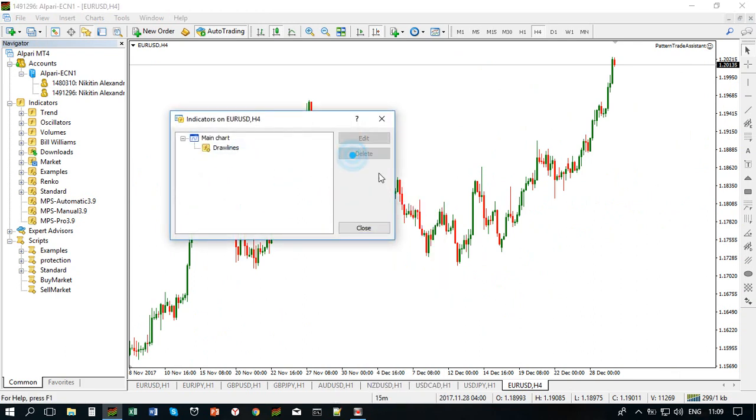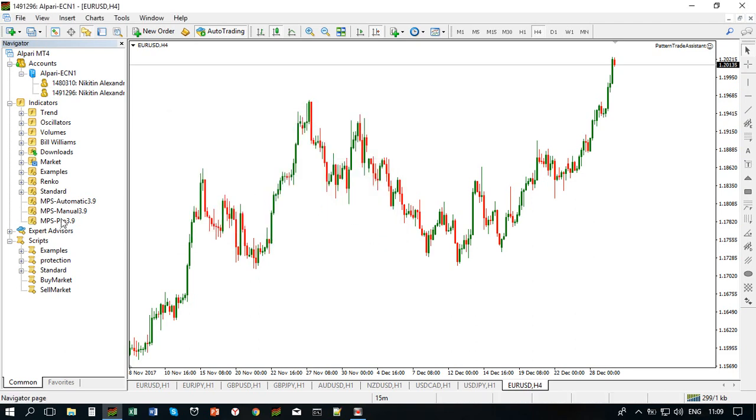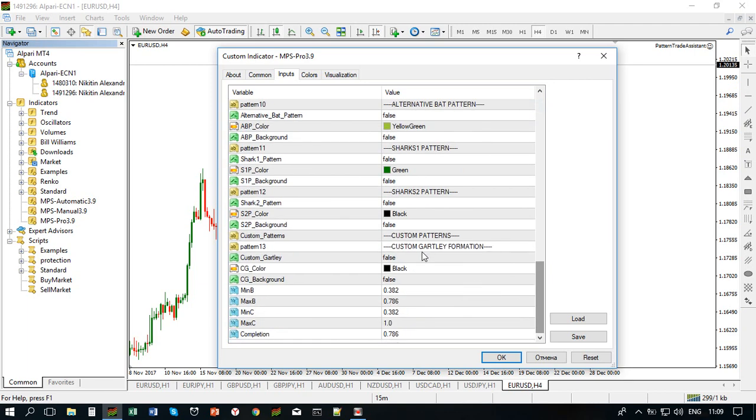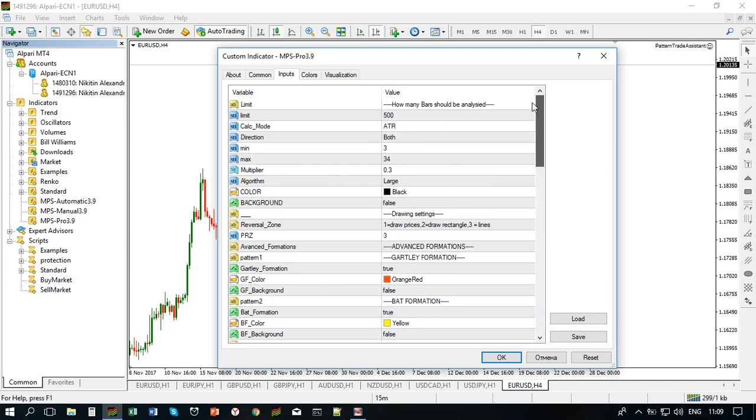Now let's go into Pro. As I told you, the only difference in Pro is that it has the backtesting mode and it has the custom pattern. Here it is, pattern number 13, custom Gartley. This is the only difference. First, let me explain to you the backtesting mode. You only need to set the number of bars to be analyzed.